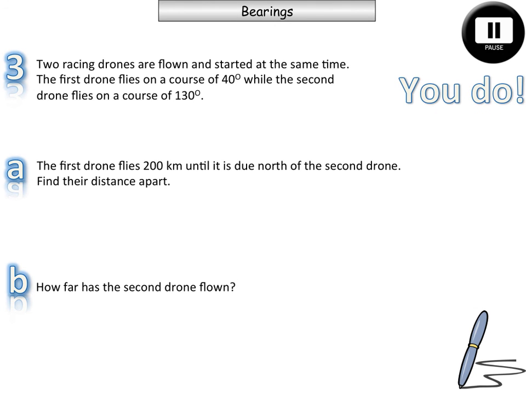Pause the video at this time and answer the two parts based on this bearing question. You'll need to create your diagram, draw it, and put in the relevant parts. The first part is close to 14 kilometres, and the second part, it is flying on a bearing of 321 degrees. How did you go with those two?